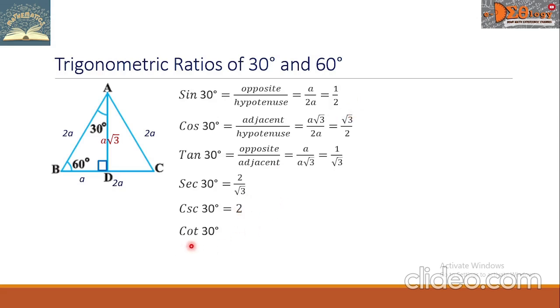Now let's have cotangent 30 degrees. Cotangent is the reciprocal of tangent. Tangent 30 degrees is 1 over square root of 3. Therefore, the cotangent 30 degrees is square root of 3.